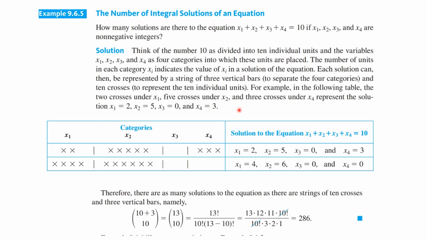For example, in the following table, this has 2 crosses under x1, 5 crosses under x2, nothing under x3, and 3 under x4. So that tells me that the solution represented by this is 2, 5, 0, and 3. Here's a different representation. Therefore, there are as many solutions to the equation as there are strings of 10 crosses and 3 vertical bars. That's 13 choose 10, or 286.